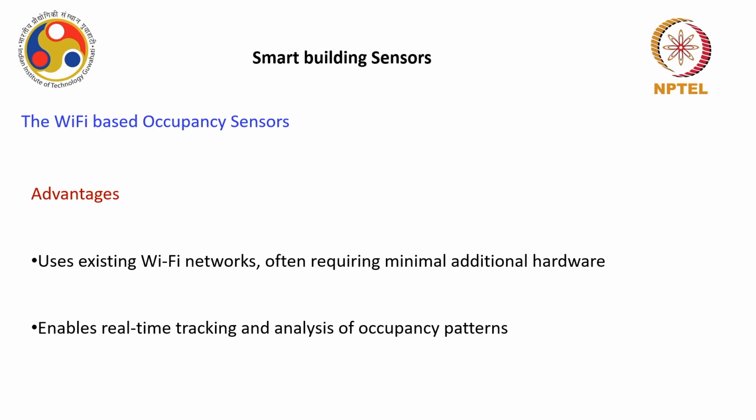The advantage of these Wi-Fi based occupancy sensors is that they use the existing Wi-Fi network. So you do not need to create external or additional hardware for the detection of these occupants. The occupants will carry Wi-Fi enabled devices, and the Wi-Fi router already exists in the smart building, so you don't have to do much hardware placement for this kind of measurement. This enables real time tracking and analysis of the occupancy pattern.